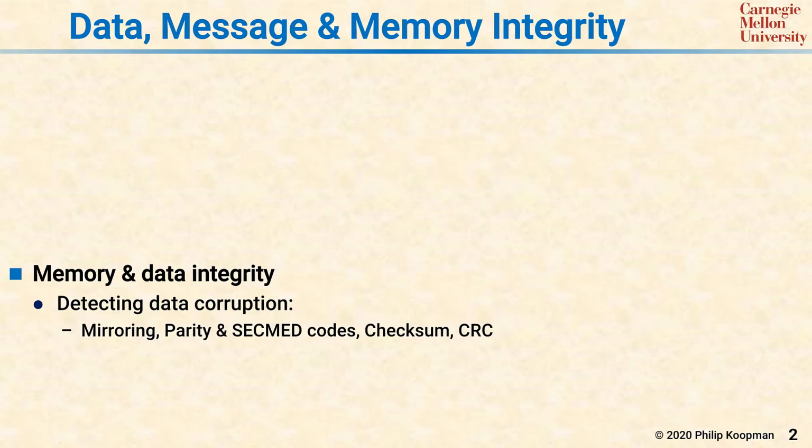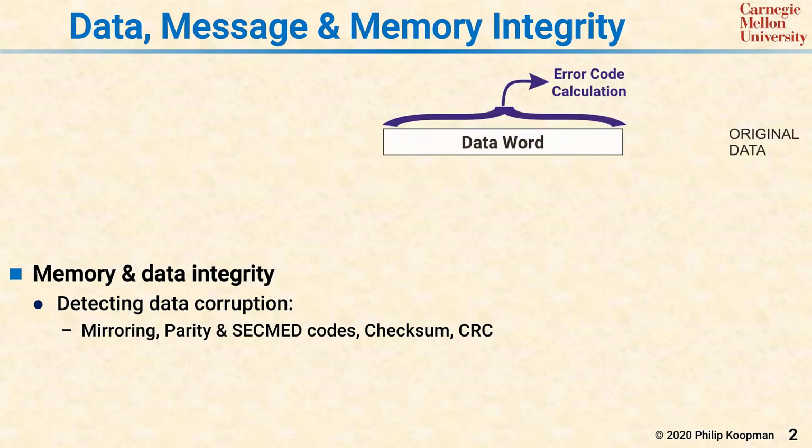Whenever you're doing data integrity checks, you end up with an arrangement like this. There's a data word, that's the data that you'd like to protect, and you perform an error code calculation of some sort on it. We'll get to those in a minute. And that results in an error code. The error code is a thing that gives you extra information so you can check it against the data word to see if the data word has been corrupted or matches the original data word.